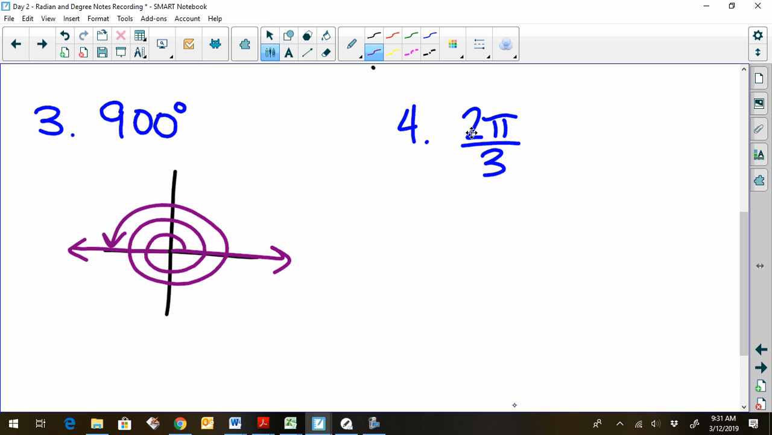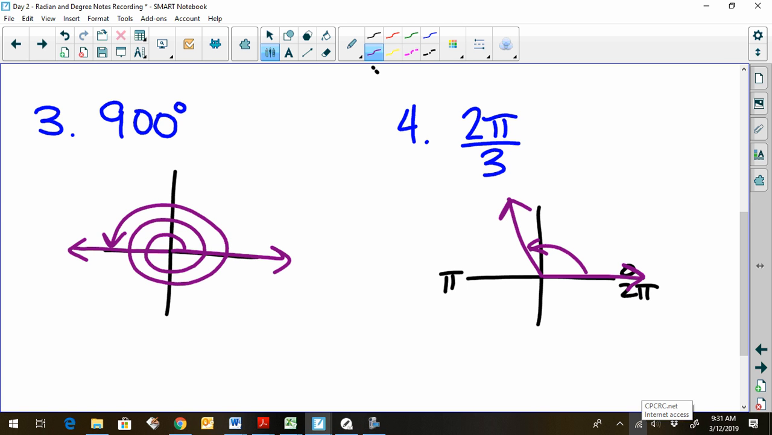So number 4, 2 pi over 3. Here we go. If we look at 2 pi over 3, then we're remembering where our pi and our 2 pi and everything is. So this would be 0 and 2 pi, and this would be pi. So our initial side starts at the same place. We're breaking up the top into thirds. So we're not going to go 1/3, but we'll go 2/3 to 2 pi over 3.